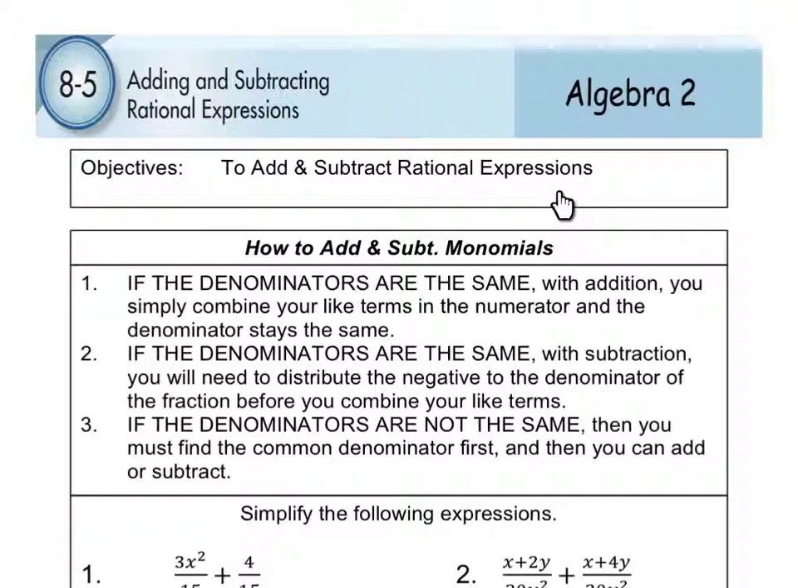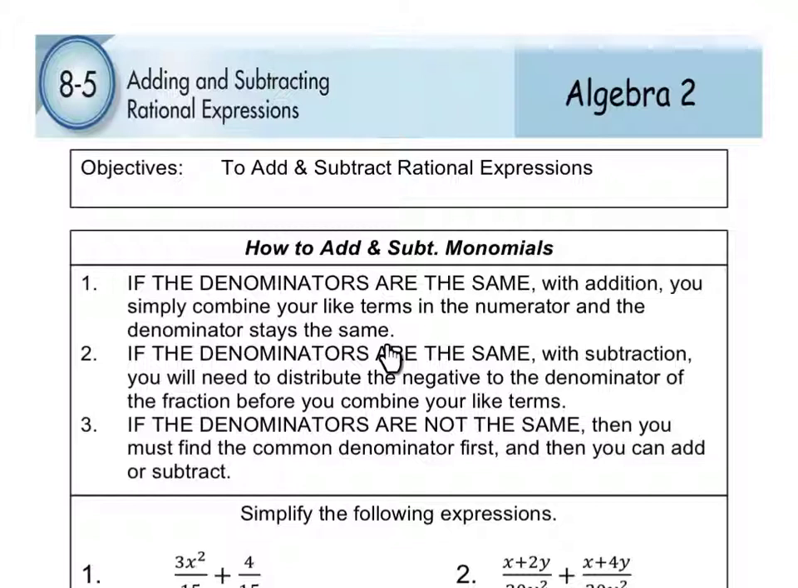Okay, so the steps for how to add and subtract monomials. Monomials, remember, are one-term items. We're going to start with one-term items first, and then we'll work to binomials and trinomials. Number one, if the denominators are the same, so if the bottoms of the fractions are the same, with addition, you're just simply going to combine your like terms in the top. And the denominator is not going to change.